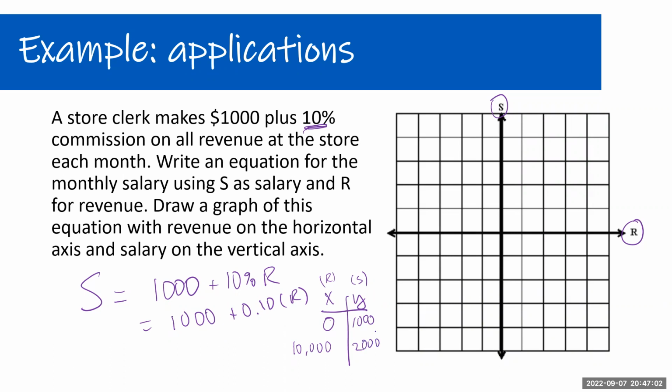So we can plot these points. Now we need to be careful. Let's say that this is 1,000, 2,000, 3,000, and so on. And let's say that our revenue is in, we've done 10,000, so maybe 2,000 by the 2,000s. 10,000s right here. So we have the point 0, 1,000, so right here. And we have the point 10,000, 2,000. So 10,000, 2,000. Okay.